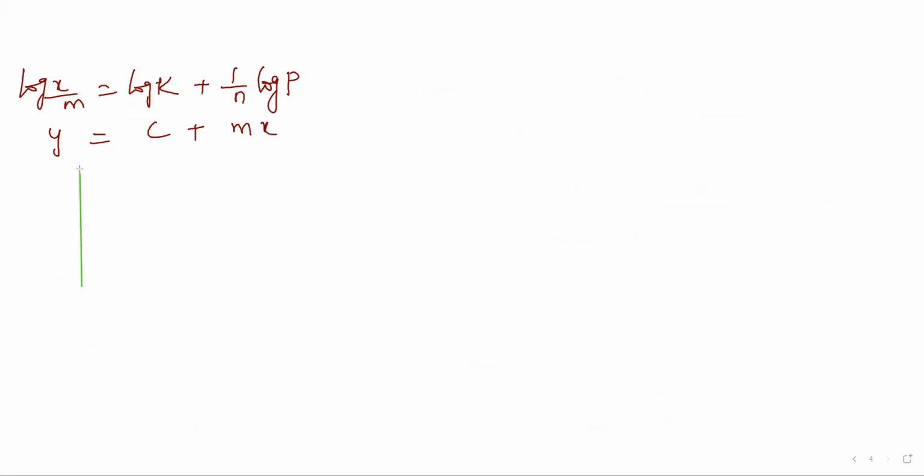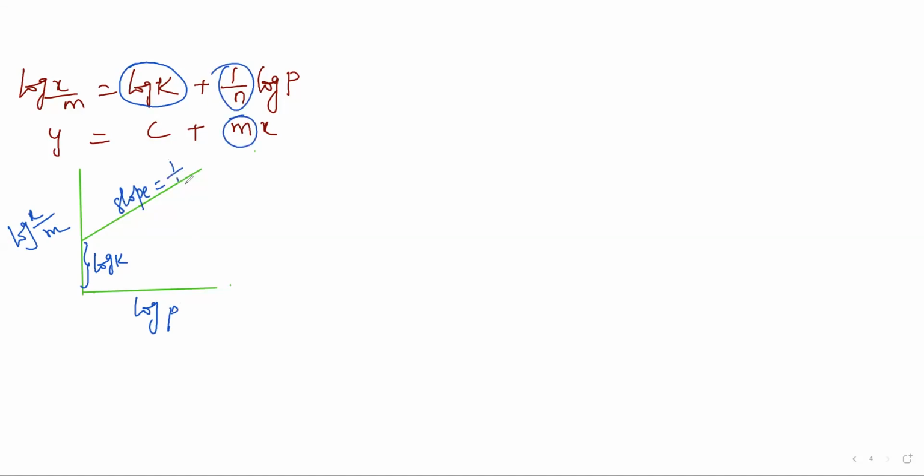If you plot a graph, you will get a straight line like this. Now in this, let us identify the terms present. What is C, sir? Log K. Log K is C, that means intercept on y-axis. The plot is drawn between log x by m on the y-axis and log P here. Then what is slope, sir? Slope is m, that is 1 by n. So slope is equal to 1 by n.